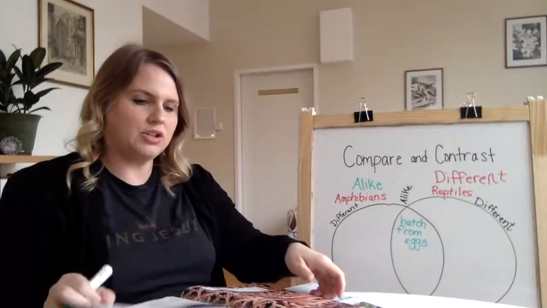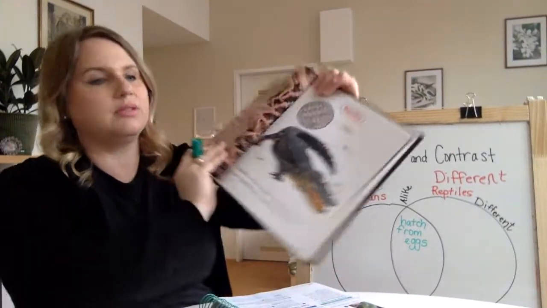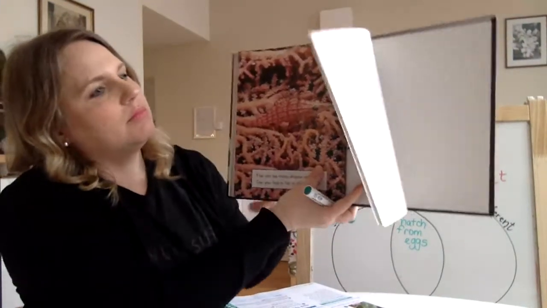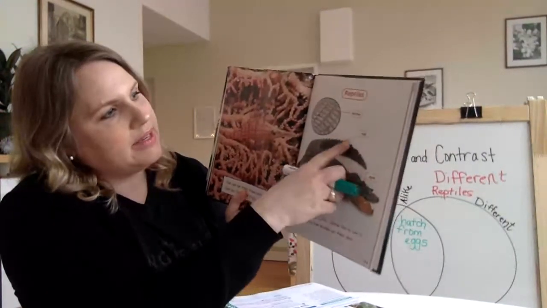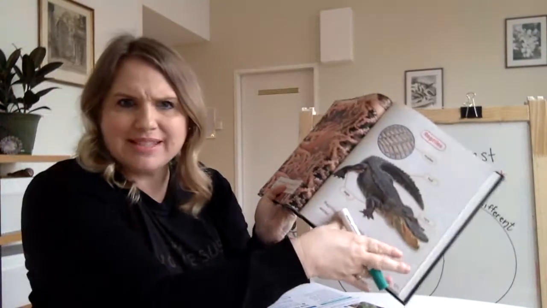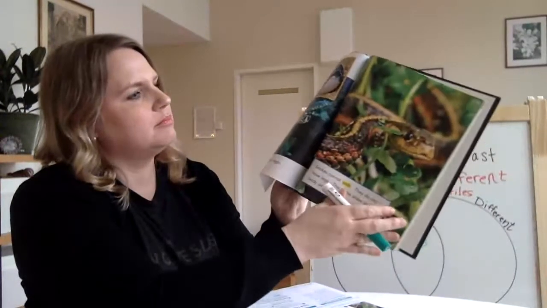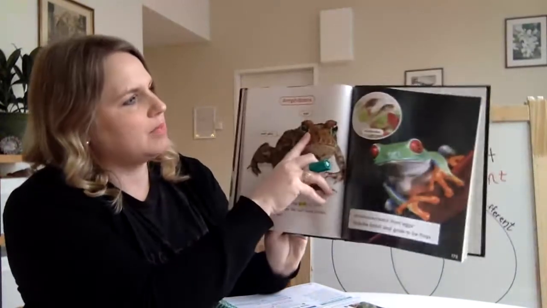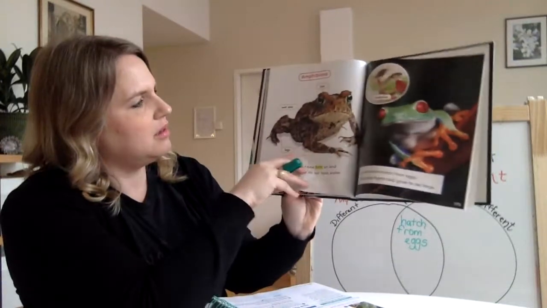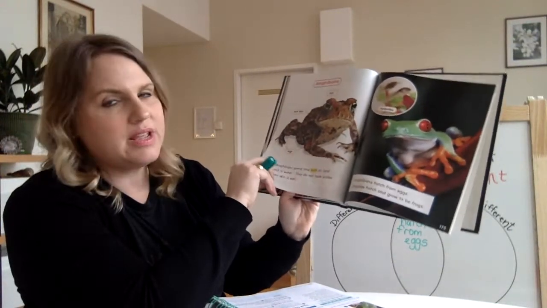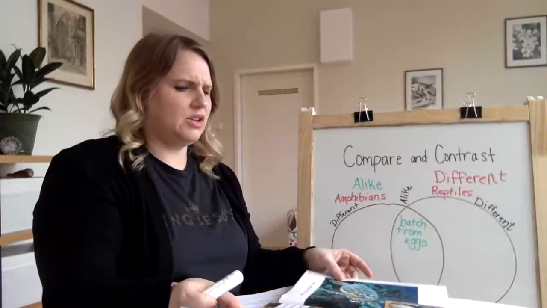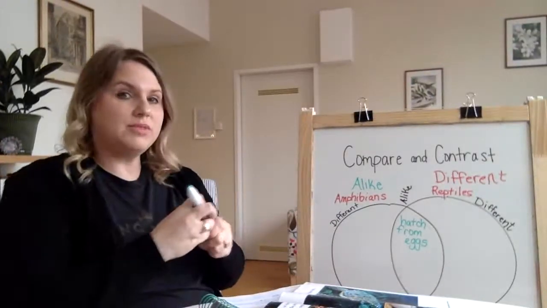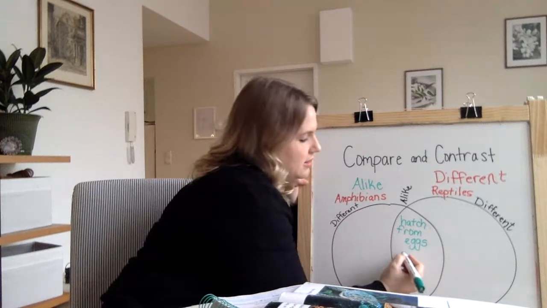Also, if I think back to my labels, they both have legs, eyes, tails. Did they both have scales? They both have eyes, legs. I don't think they both have scales. And I remember that snakes don't have legs. So I'm just going to put that they both have eyes.